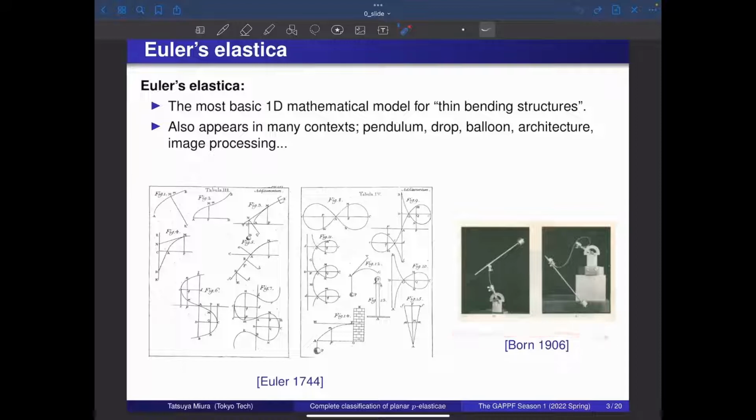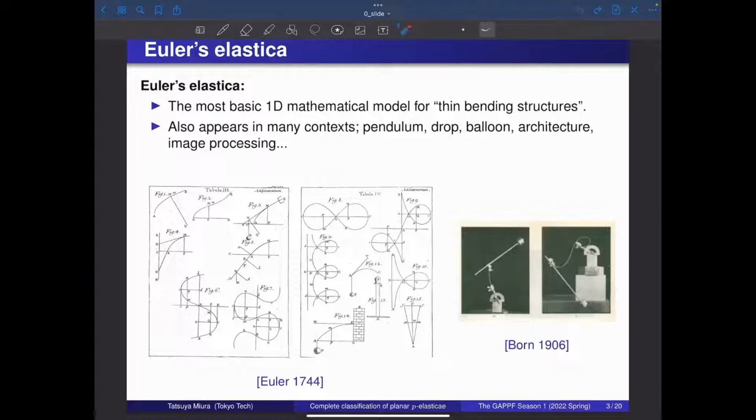On the other hand, the right figure describes a real experiment by, again, a famous physicist, Max Born. And you may see that, for example, here, an elastic rod is planarly deformed into a bent shape, and this shape resembles a part of a profile obtained by Euler, for example, this shape. So this is why Euler's elastica model is regarded as a fundamental model of thin bending structures.